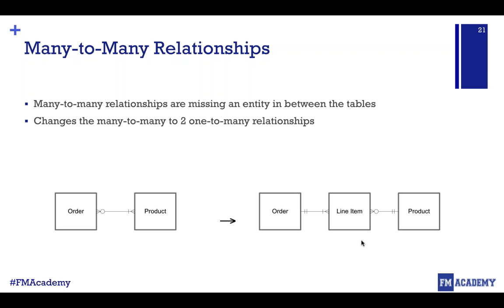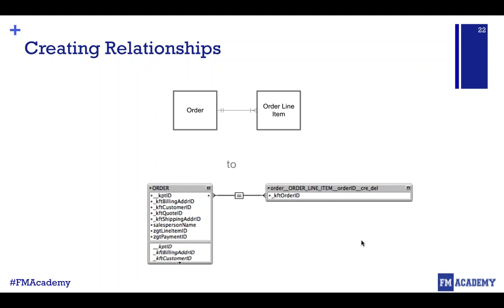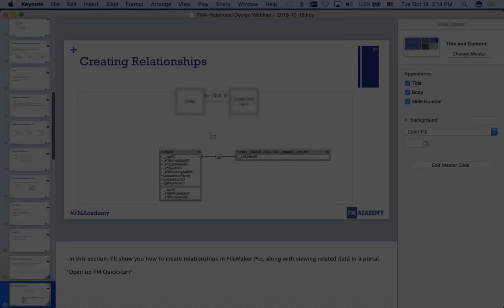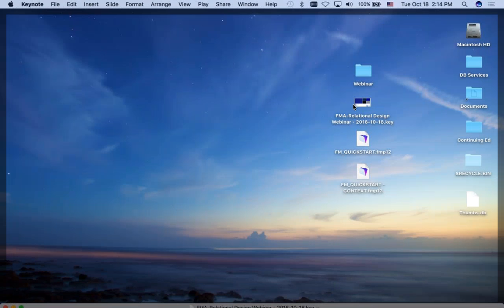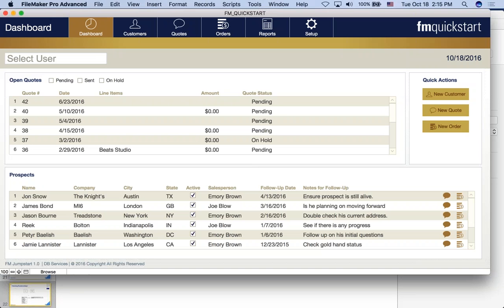So with many-to-many relationships, all you need to know is there's a missing entity that you need to create to transform this many-to-many into one-to-manys. All right, so let's go ahead and go into FileMaker here. We are going to create relationships. I'll show you how to create relationships in FileMaker, and we'll touch on some more advanced topics.